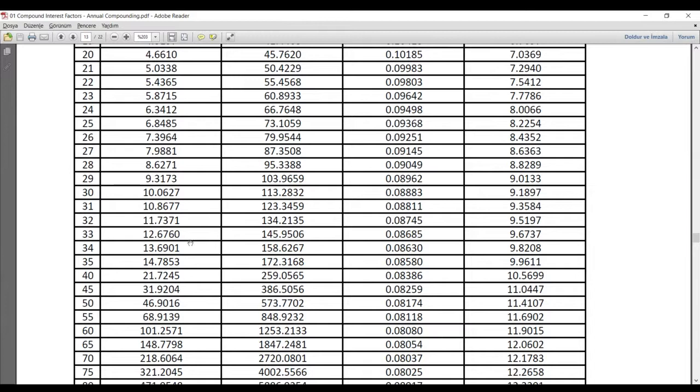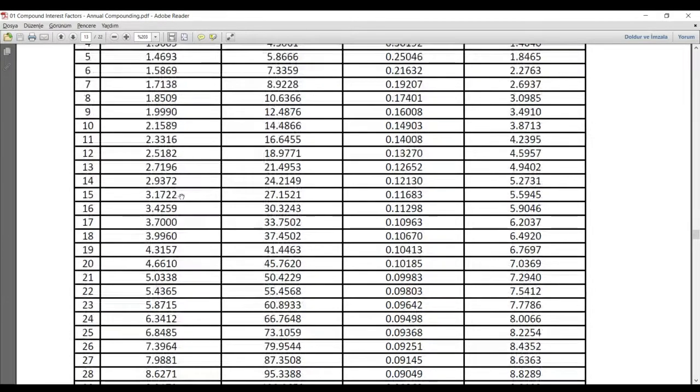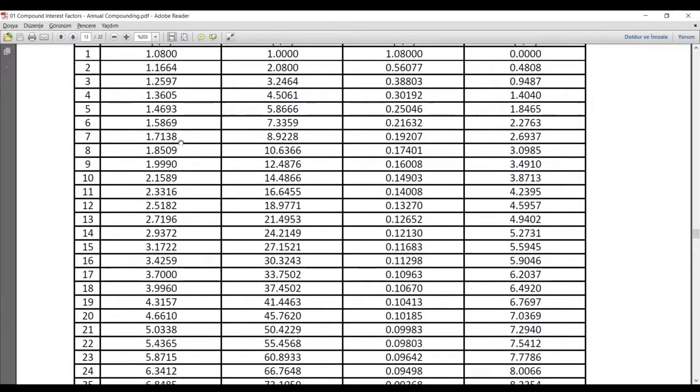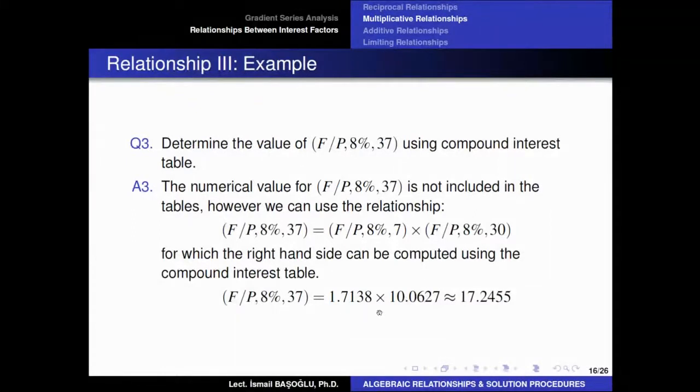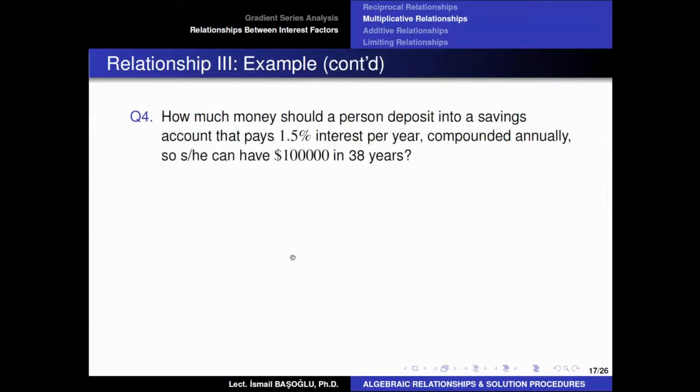Now, to calculate or approximate that value, we can check the 30 years single payment compound amount factor, which is 10.0627, and also check the 7-year single payment compound amount factor, which is 1.738. Now, taking these two values to our solution, I'm going to multiply these two values, as you can see here in this presentation file, and the single payment compound amount factor under 8% interest rate for 37 years would be 17.2455. Okay, so that was how the previous relationship was used in this question.